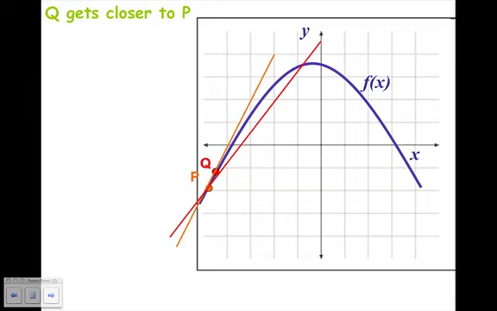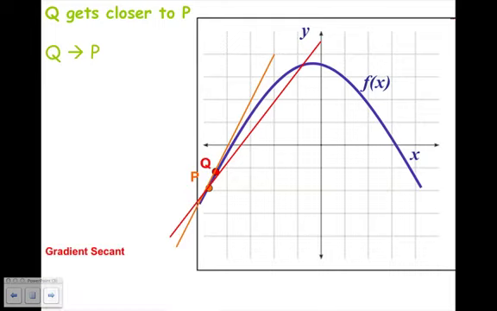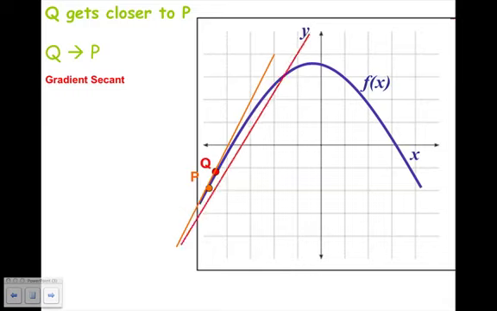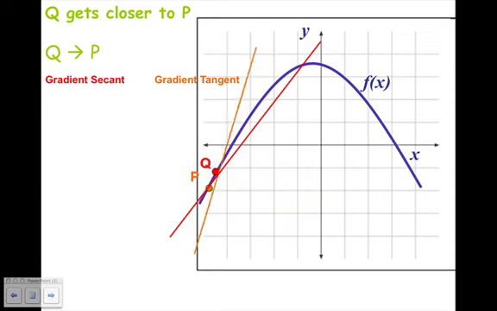Now my Q moves towards P there. Slight problem though with my animation here. The red secant there probably should have moved as well. That needed to move so that it would look like it had the gradient of the orange line, which is the tangent. So my Q has approached P. The gradient of my secant, in other words, gets closer and closer to the gradient of the orange line, which is my tangent.